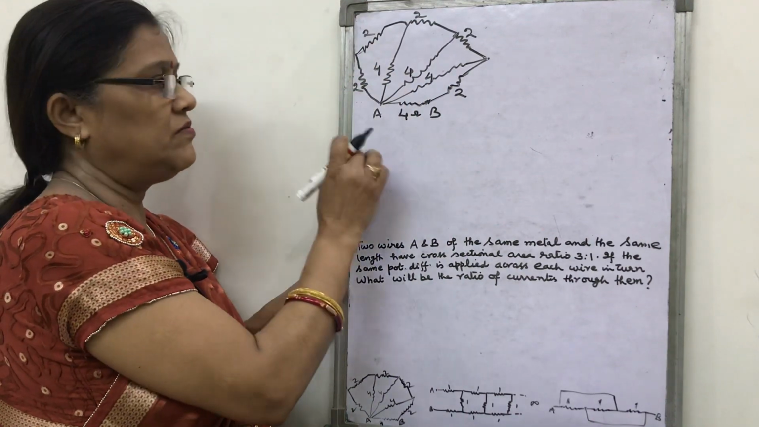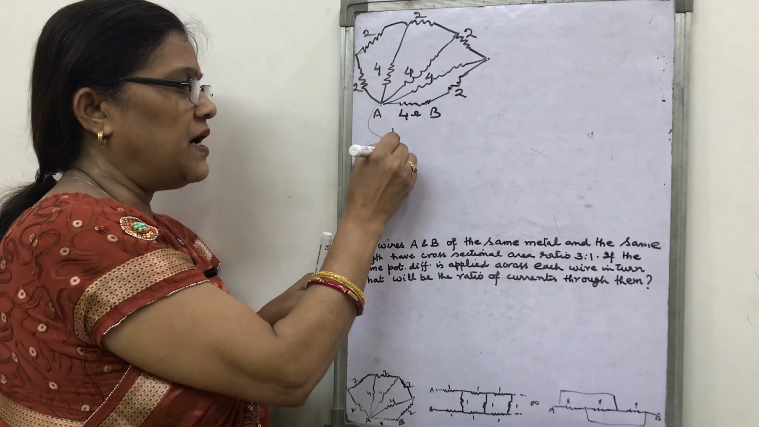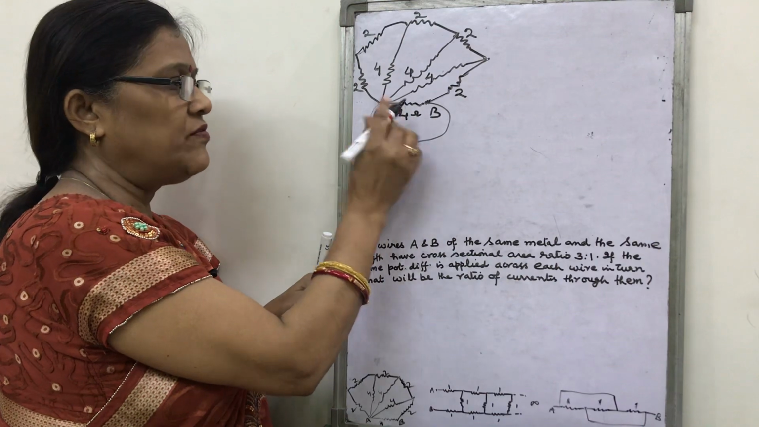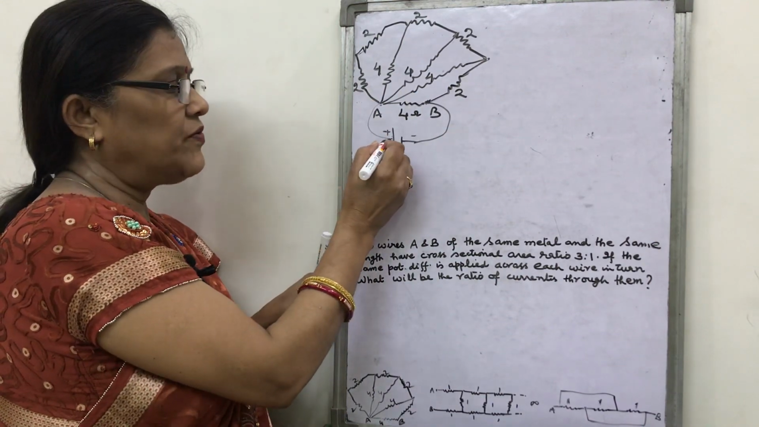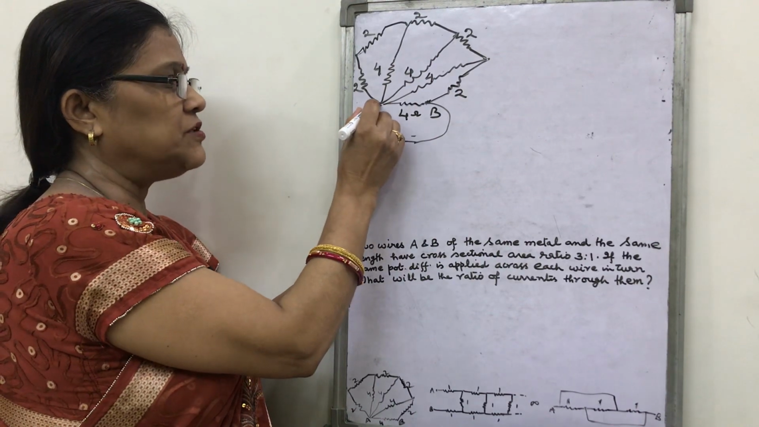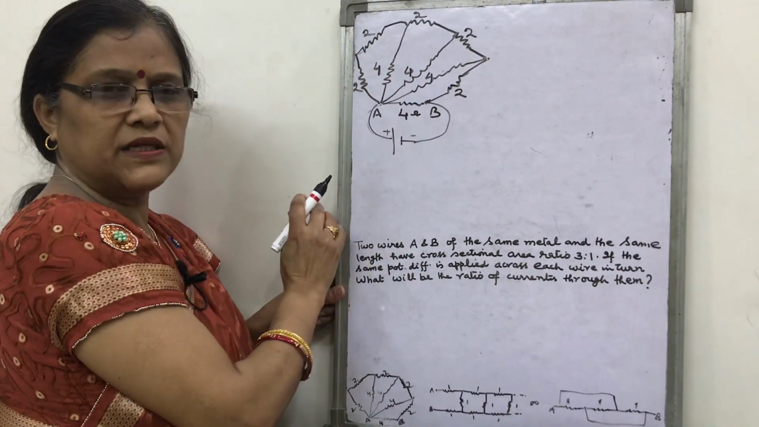How will you find that? Suppose there is a fictitious battery you have connected across the ends across which the resistance is to be obtained. So from A, if the current flows through the battery at this point, then the current will be divided here, here, here, in all the branches.